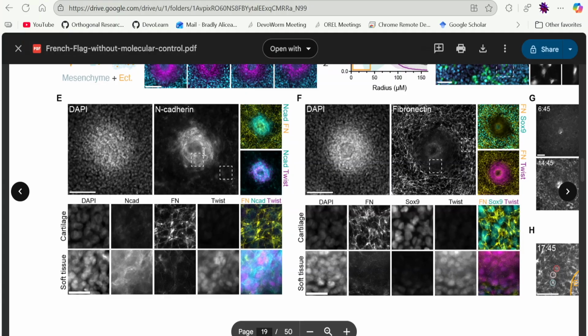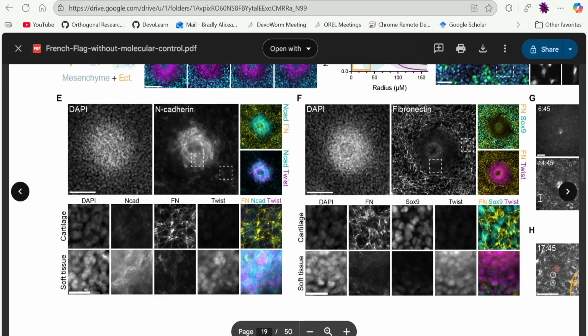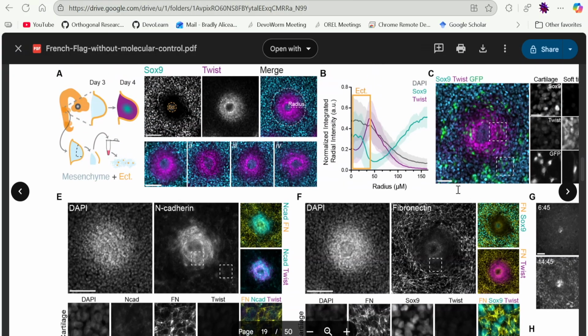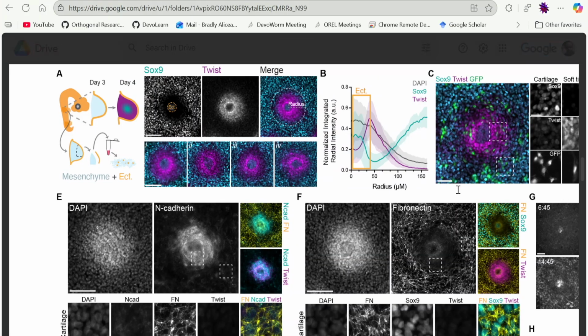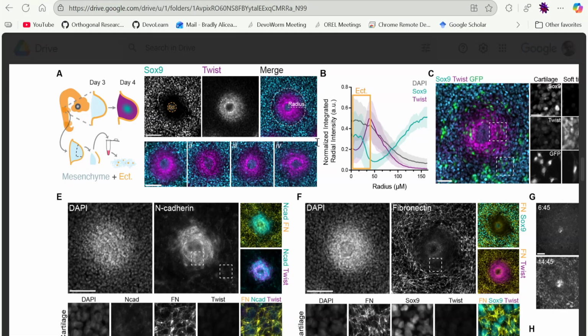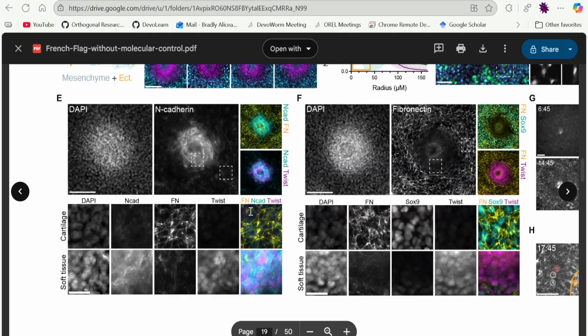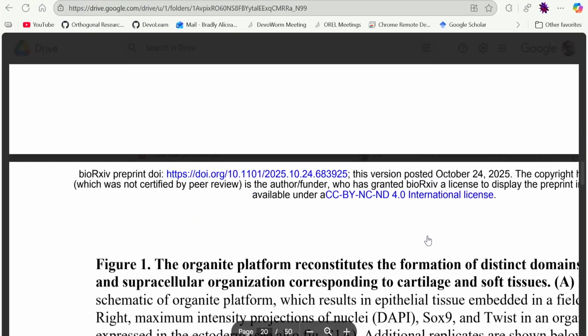You have DAPI and cadherin. You have this comparison in cartilage and soft tissue. Again, you have differences in terms of the tissue. So they're characterizing the different tissues and gene expression across those tissues. And the idea is that there's this hard boundary between cartilage and soft tissue, and this is spatially distinct. So we have this radius from a single point, and we can see these differences in gene expression, and those are very distinct between cell types.